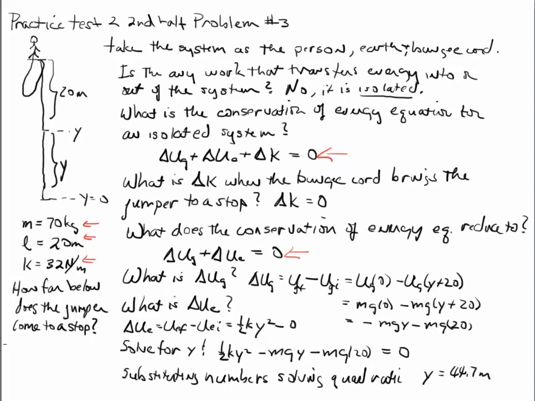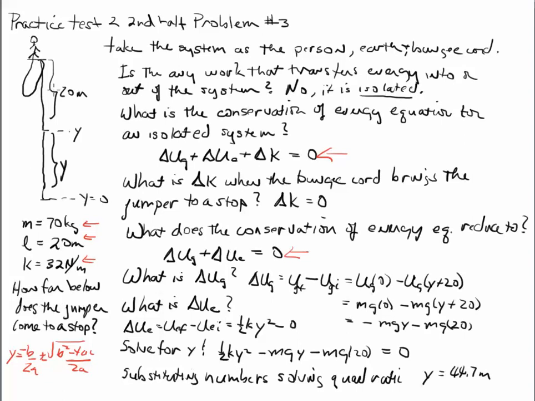Substituting the numbers, and remember that quadratic equation, y will be equal to minus b over 2a plus or minus the square root of b squared minus 4ac over 2a. And we can then solve for the final number. And that's 44.7 meters is how much stretch occurs.